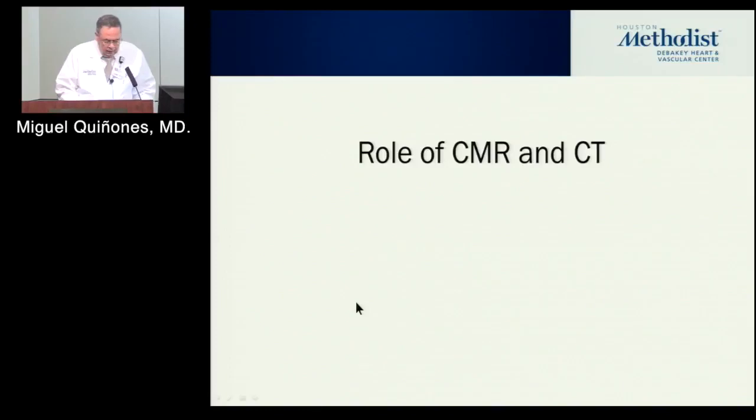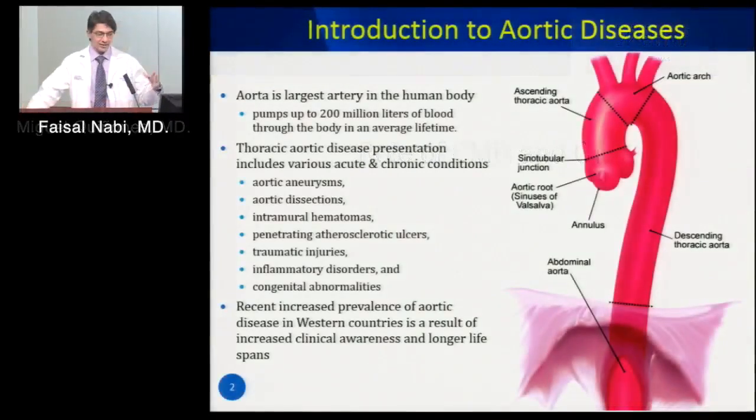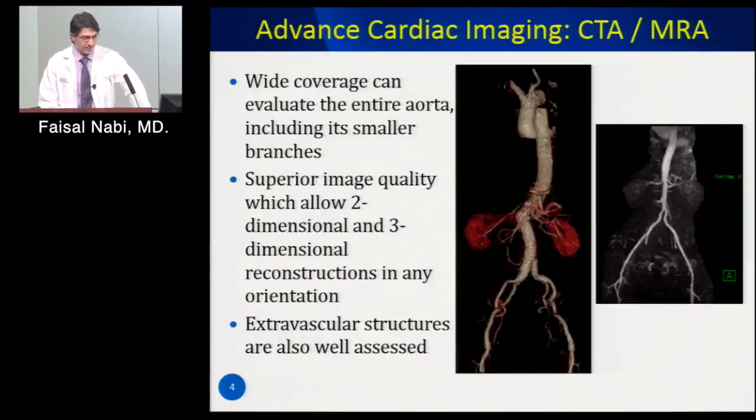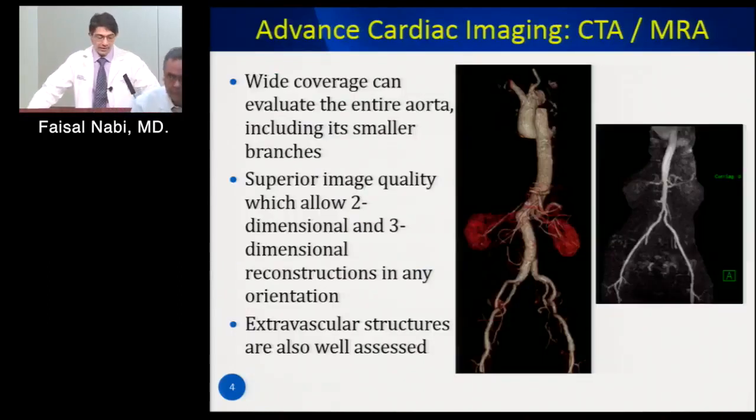So I'd like to stop here and give plenty of time to Faisal so that he can talk about CMR and CT, given the importance today when we take care of these patients. On the theme, I'll be discussing the largest artery in the human body and some of the different disease states that affect the aorta. And we've discussed a little bit about transthoracic echocardiogram, and of course my role is CT and MRI.